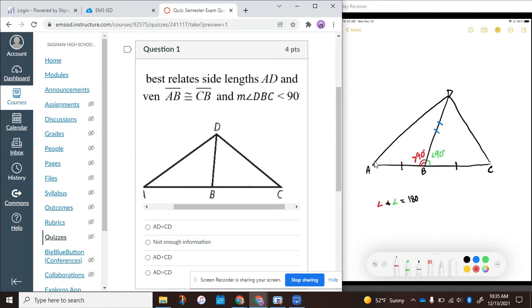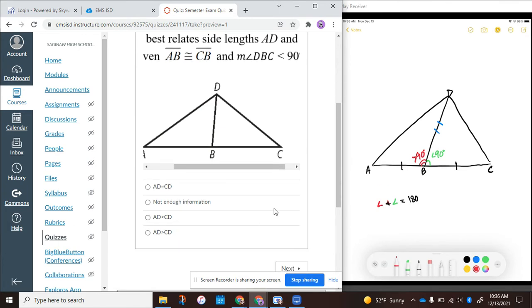Okay, so here's what we've got. These two sides of the two triangles are the same, but this third side couldn't possibly be the same. Because if all three sides are the same, that means the triangles are exactly congruent. And that's not possible because these two angles, it already said, we can't have these two angles being the same thing. So AD equals CD? Not possible.